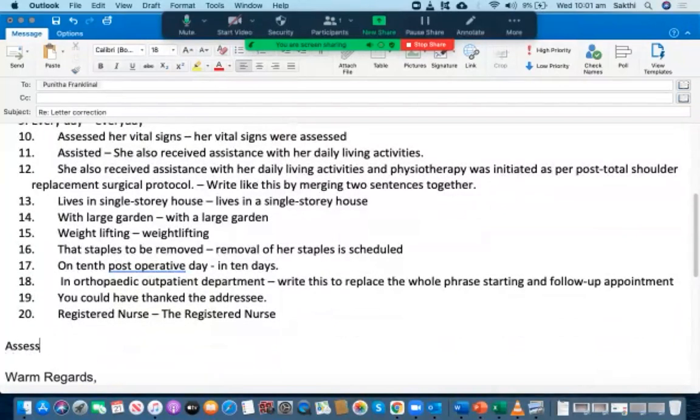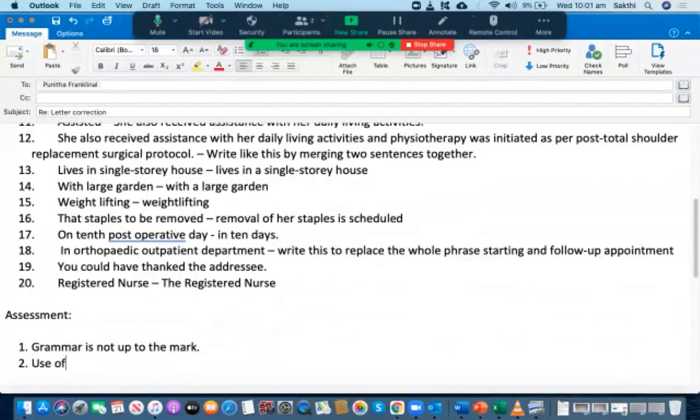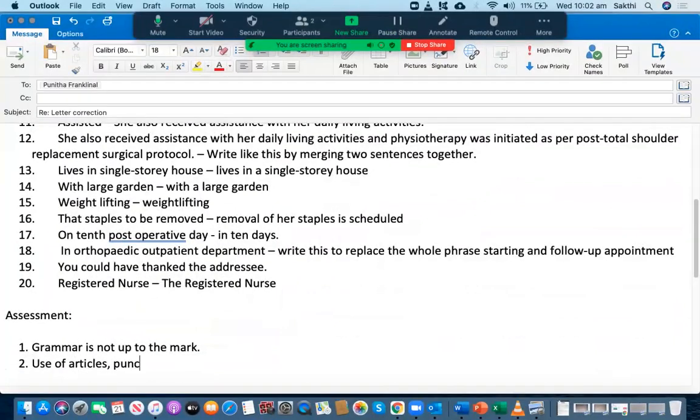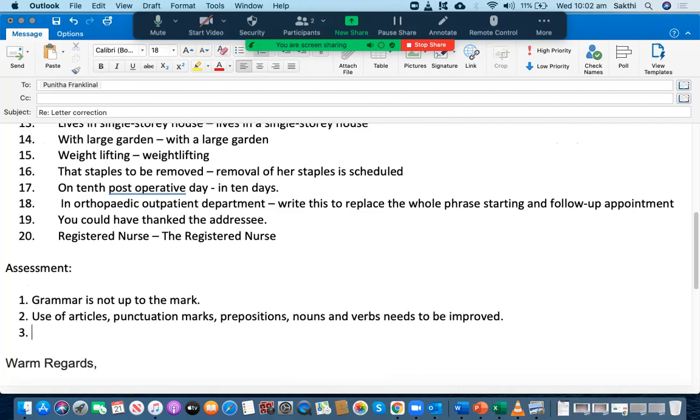Let me go through the assessment quickly. Okay, so one is grammar is not up to the mark. Okay, that's very bad. Particularly use of articles, that's not good. Punctuation marks, yes, that's not good as well. Nouns and verbs, yes, nouns and verbs. That's not good. Okay, and prepositions. All right, so all the aspects of grammar need to be improved. Okay, use of articles, punctuation marks, prepositions, nouns and verbs need to be improved. Okay, and yes, what else?